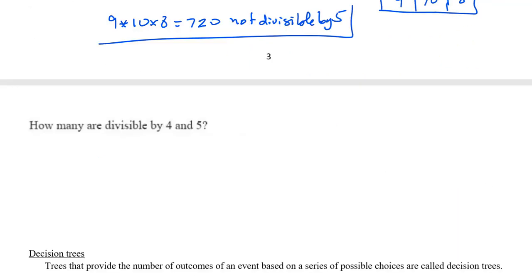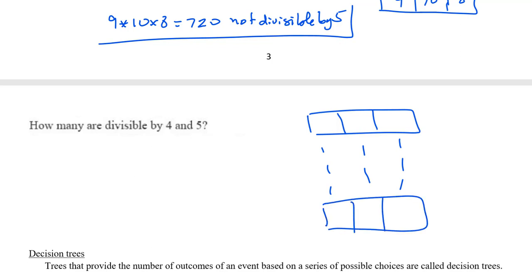So let's see a similar example here. We have 3-digit numbers between 100 and 999. How many are divisible by 4 and 5 at the same time? So the same concept we're going to apply here. For the number to be divisible by 4 and 5 at the same time, the last two digits must be either 00 or 20, 40, 60 or 80. And for the first digit, you could choose anything from 1 to 9.